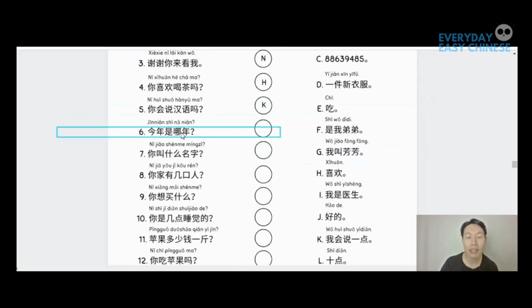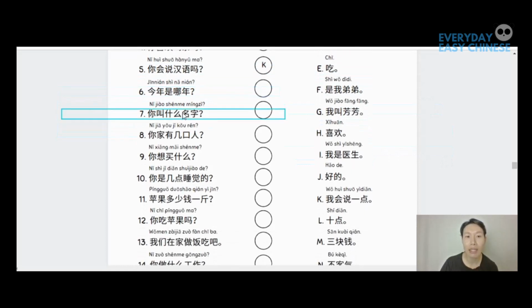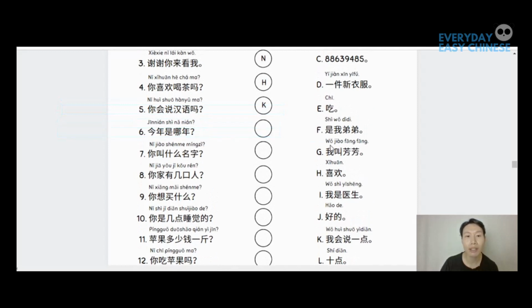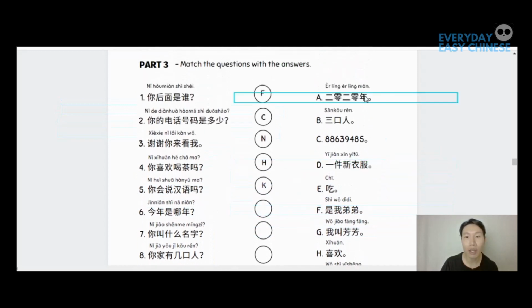今年是哪年? What year is this? This is easy. Let's look for a year. Okay, so we have 年 here. 2020年. So the answer is A. What year is it this year? It is 2020.